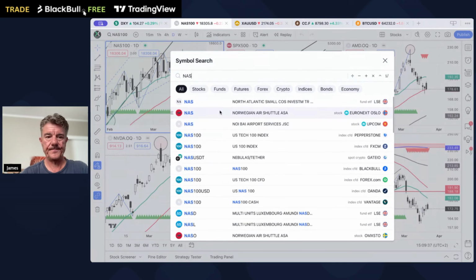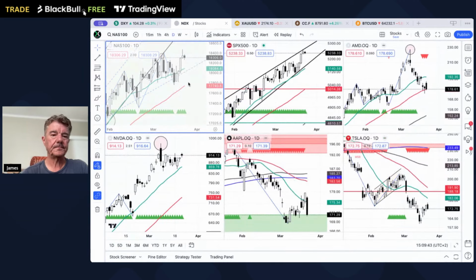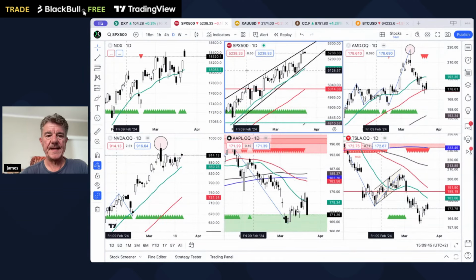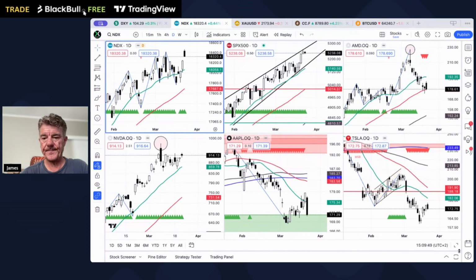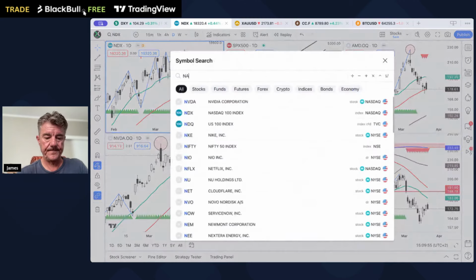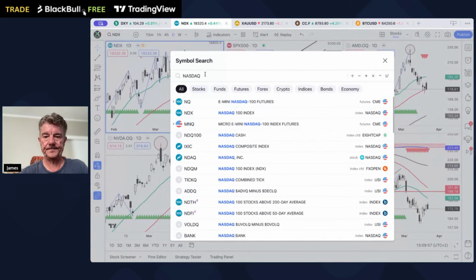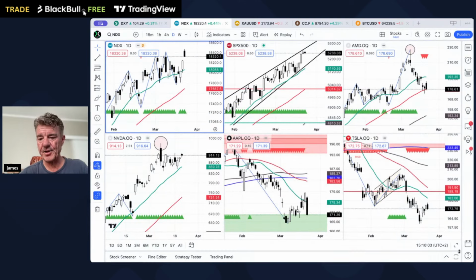Oh, where's it gone? This is the one. And then SPX we've got. All right, so here we go. Here's the NASDAQ. I'm not sure if this is the right one, actually. It's not the one I wanted. No, we're going to go with the BlackBull. We'll stick with this one. All right, so NASDAQ.